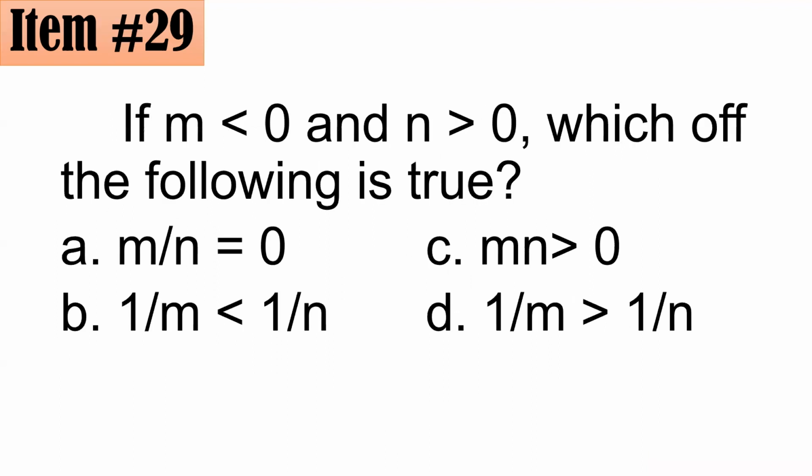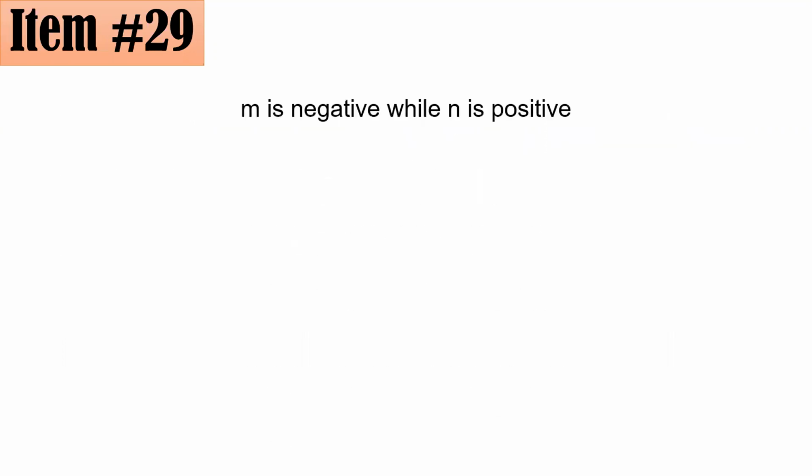29. If m is less than 0 and n is greater than 0, which of the following is true? Is it A, m over n equals 0? B, 1 over m is less than 1 over n? C, mn is greater than 0? Or D, 1 over m is greater than 1 over n? Wow. There are many ways of solving this problem.